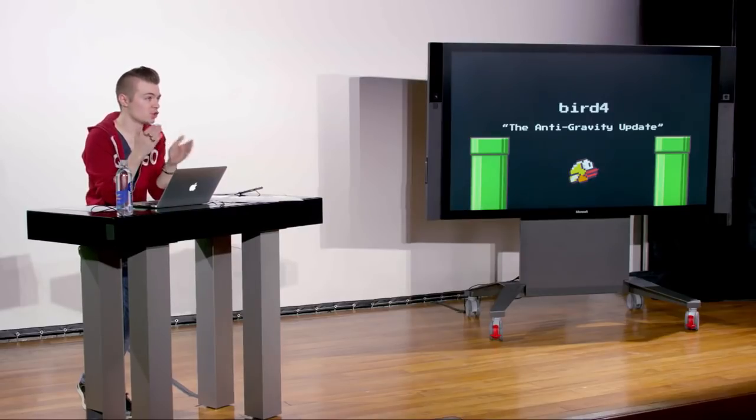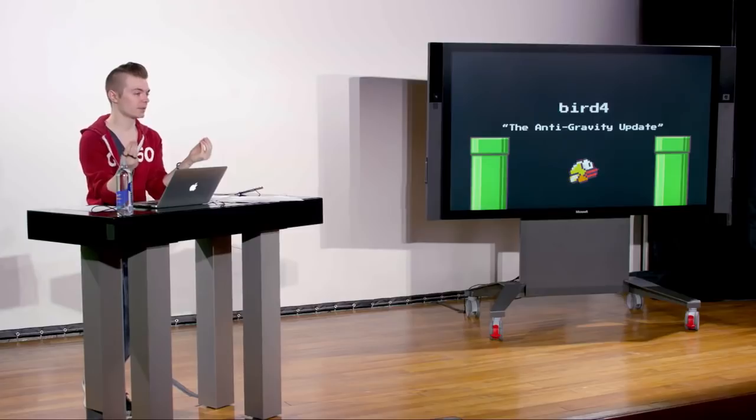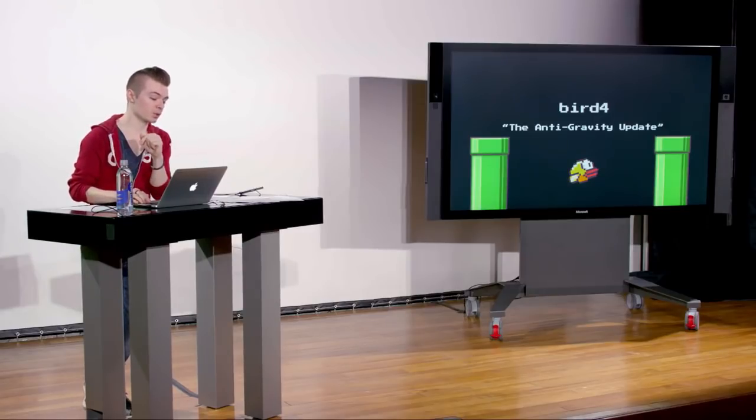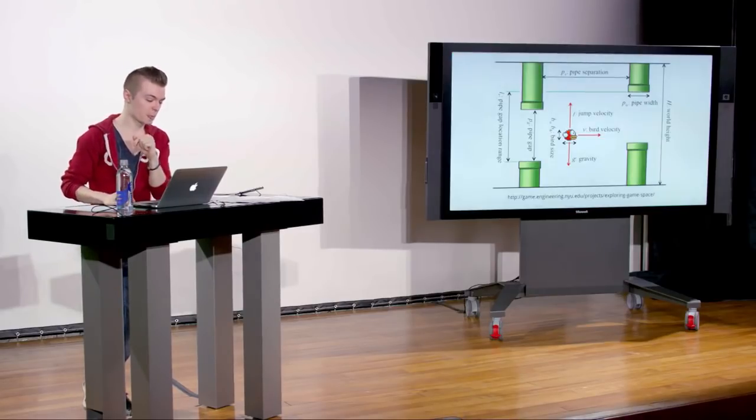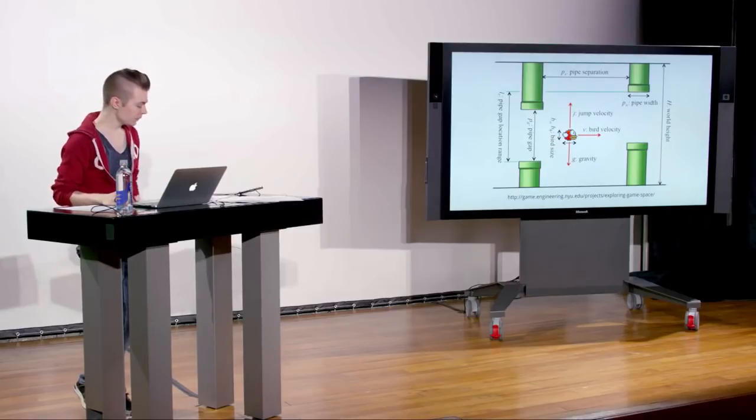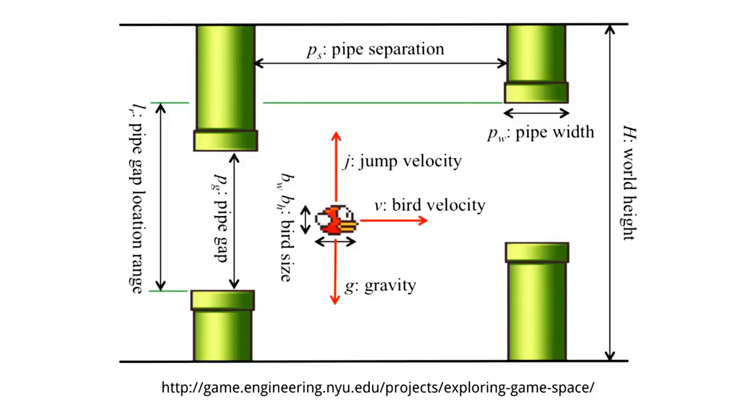But Flappy Bird can jump, so we need to find a way to defy gravity. So in bird 4, we're going to call this the anti-gravity update. And we're going to talk about how we can actually get that going.